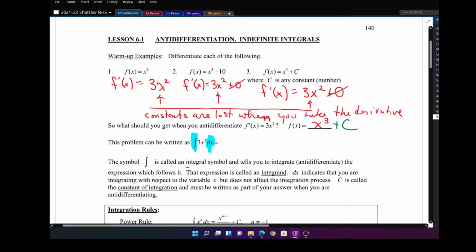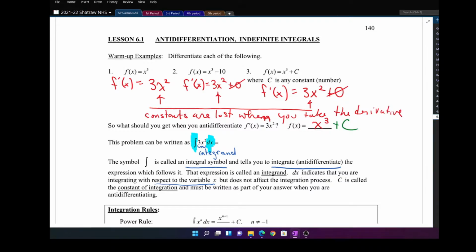It's called the integral symbol, and it tells you to integrate or anti-differentiate this expression. The expression is called the integrand. So just this little piece is the integrand. It's the thing that you are integrating. And the dx tells you that you are integrating with respect to x. It doesn't really affect the integration process at this point.